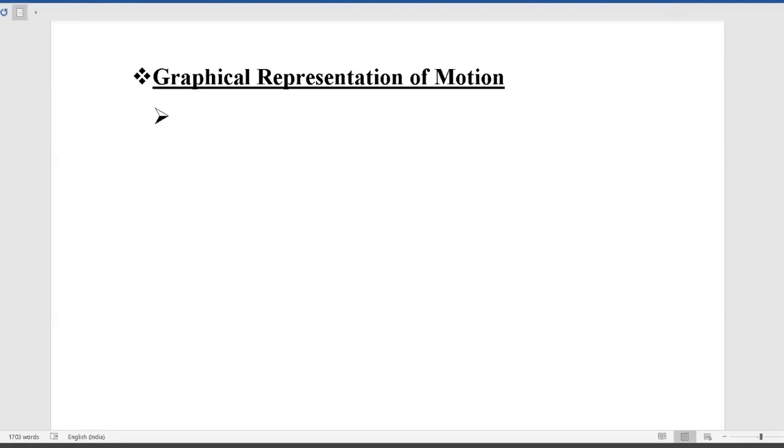Hello students. Today we are going to talk about graphical representation of motion. See, we all know that graphs are one of the ways in which we represent data.